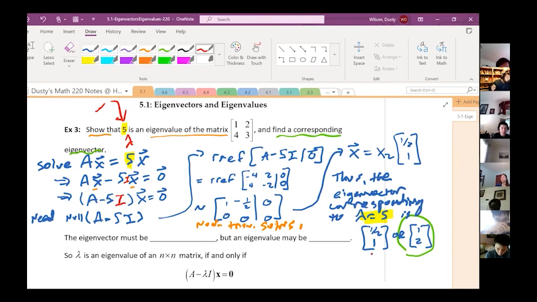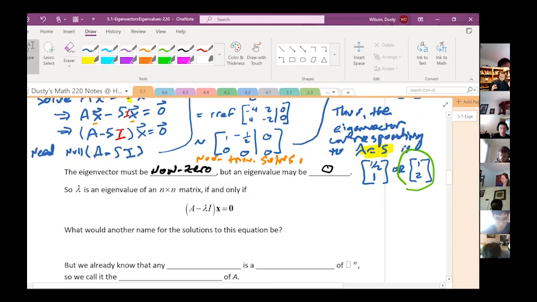So the eigenvector must be non-zero. But an eigenvalue can be 0. Lambda is an eigenvalue of an n by n matrix A if and only if (A minus lambda I) times x equals 0. This is an important formula.